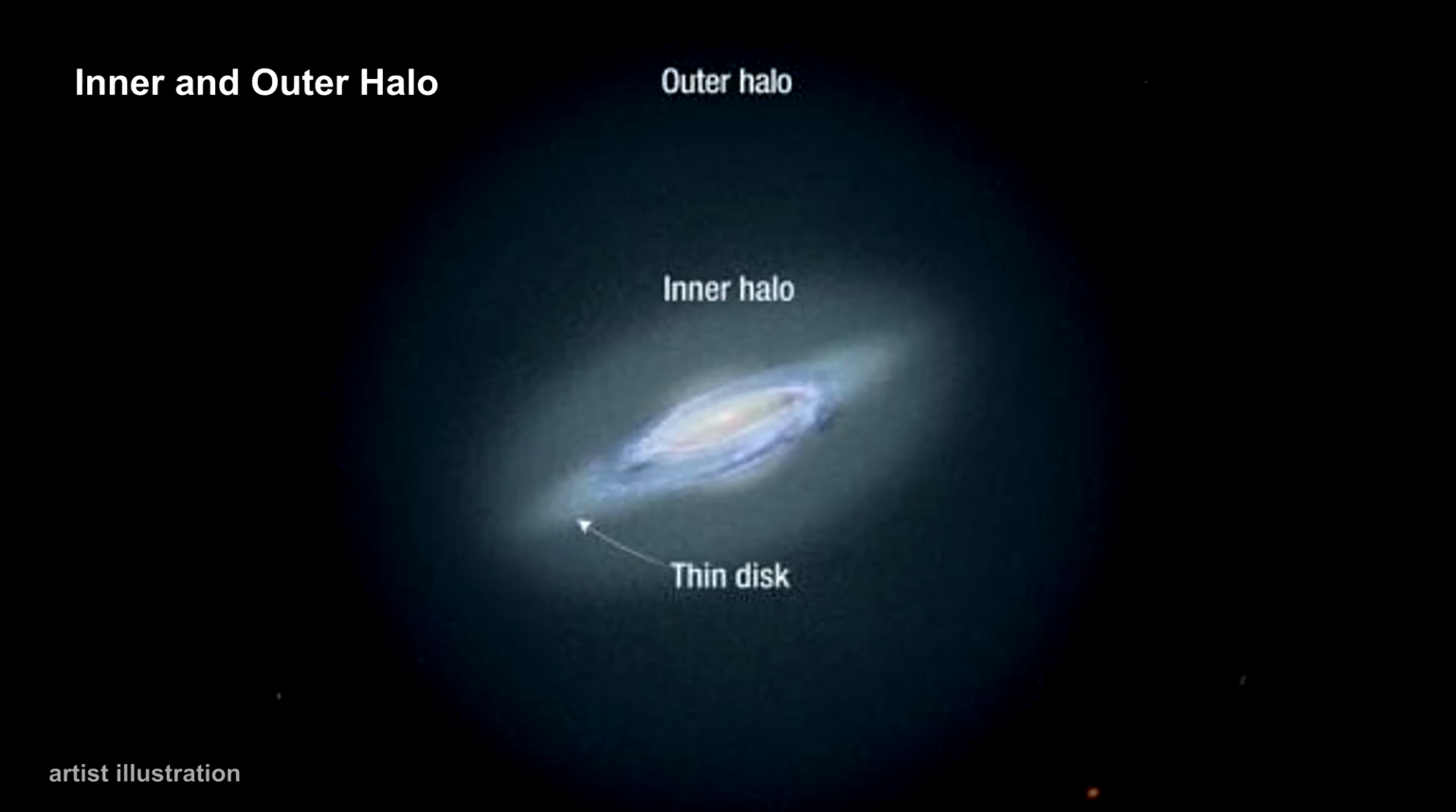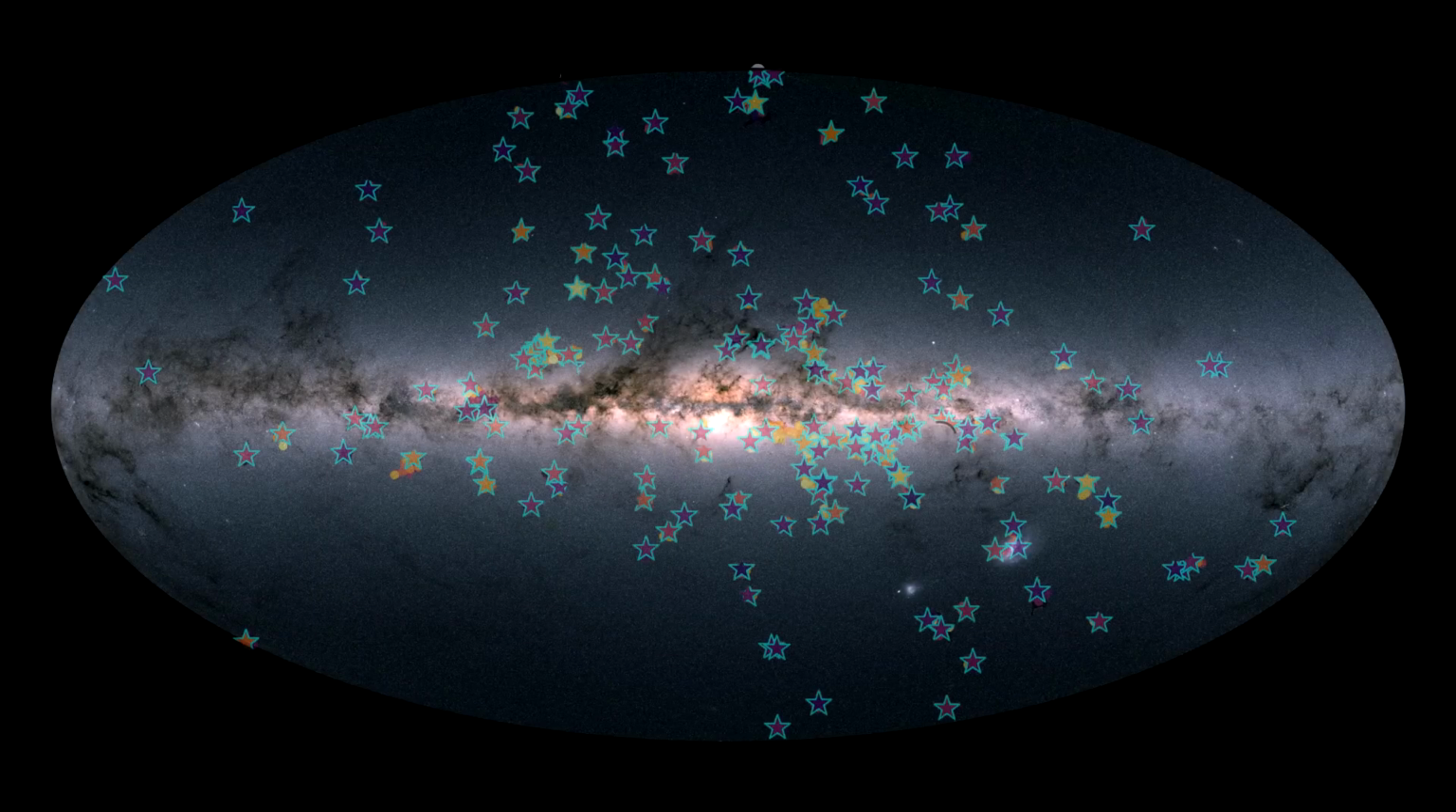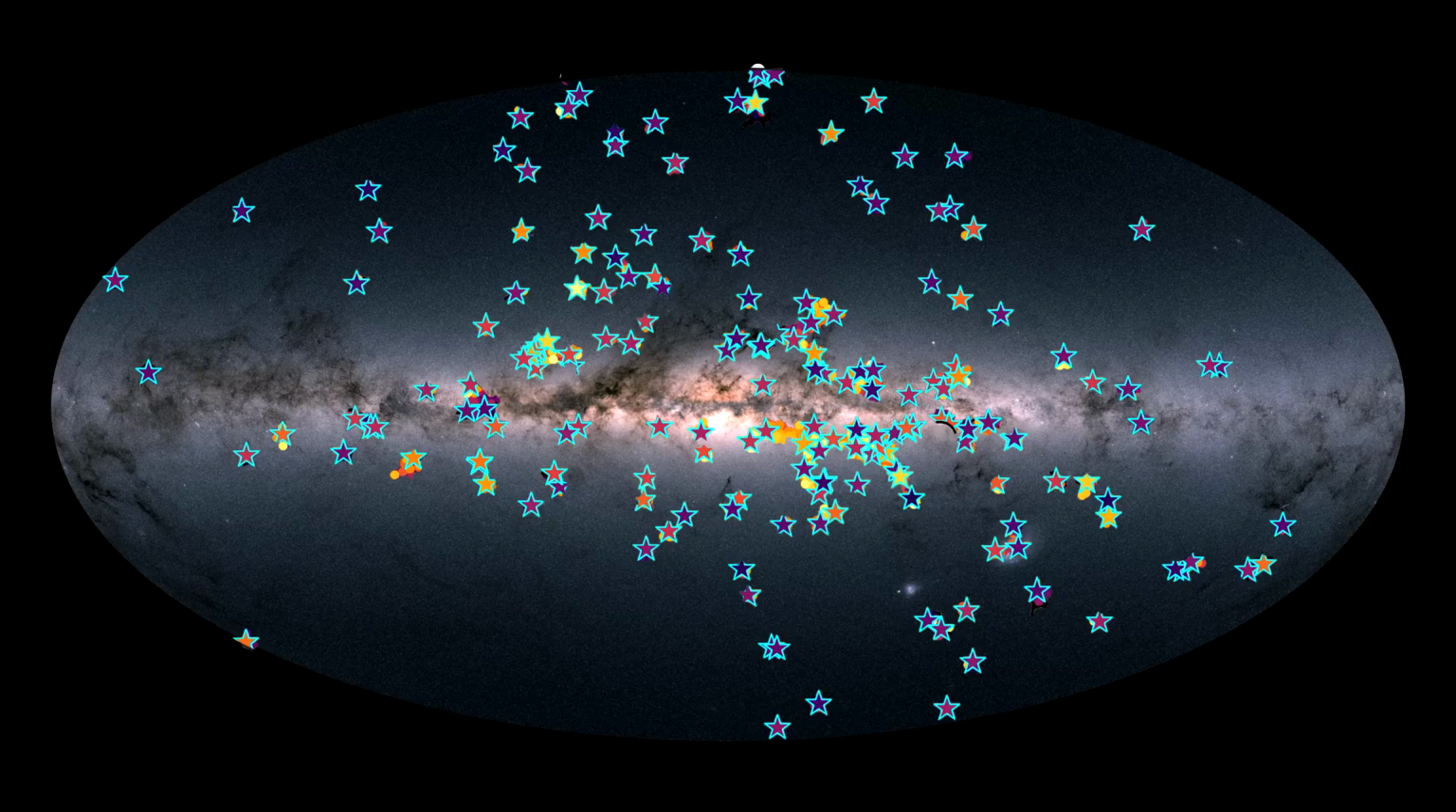In 2007, using 20,000 stars observed by the Sloan Digital Sky Survey, an international team of astronomers discovered that the Milky Way halo is a mix of two distinct components rotating in opposite directions: the outer halo and the inner halo. Then, in 2018, a team of astronomers analyzed 7 million stars from the Gaia mission and found that 30,000 of them were moving counter to the normal Milky Way flow.